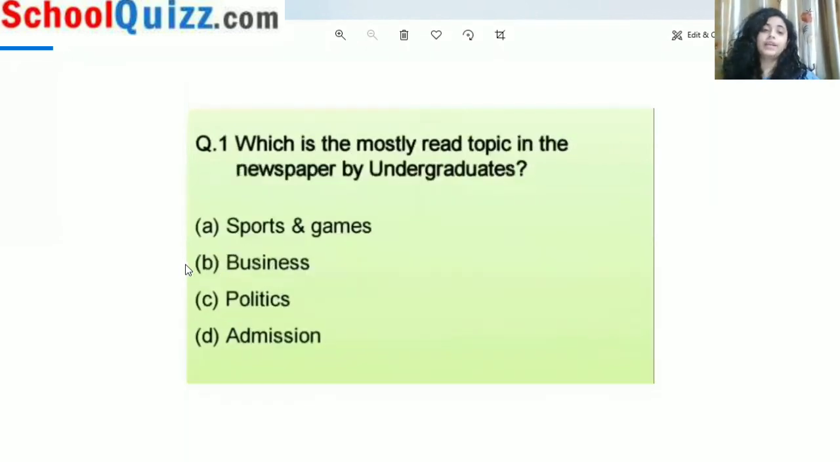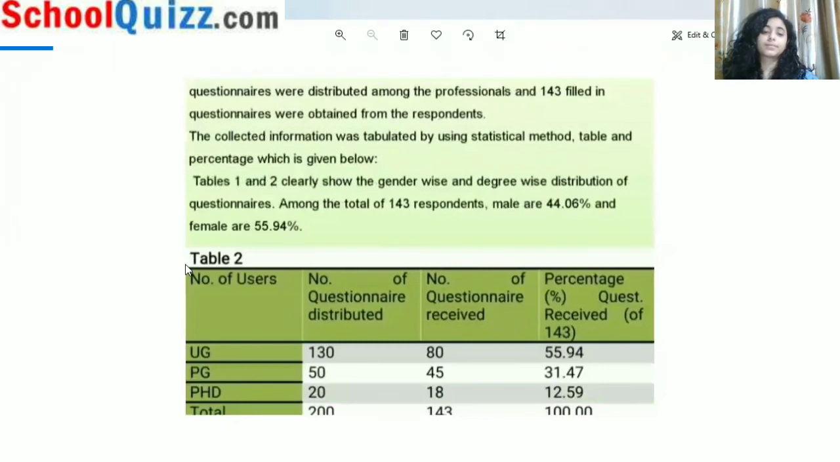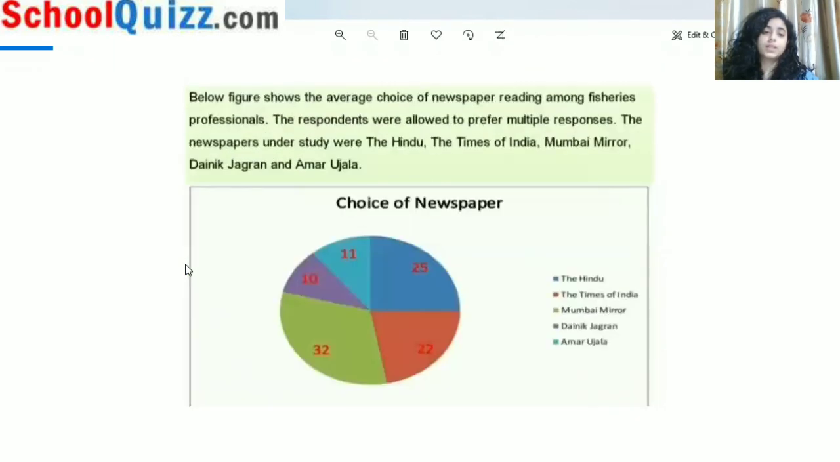Now how did I identify? See, choice of newspaper, 32 plus 22%. These two are more rather than 10, 11 and 25. Oh, 25 and 32 are more. Sorry, I have mistaken. 25 is more. So 32 and 25 means the Hindu and Mumbai Mirror. Okay, these are the mostly read newspapers, not the Times of India. I have mistaken, so you must be sure. I have not seen the 25 number. Okay, the 25 is more than 22, right?